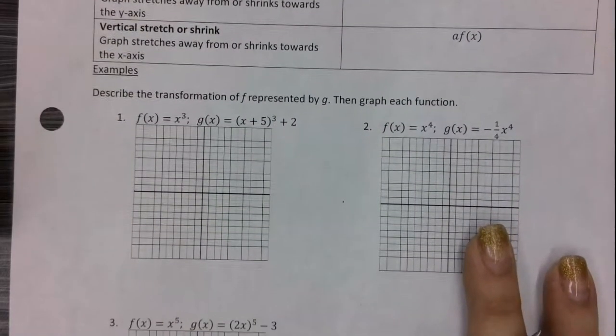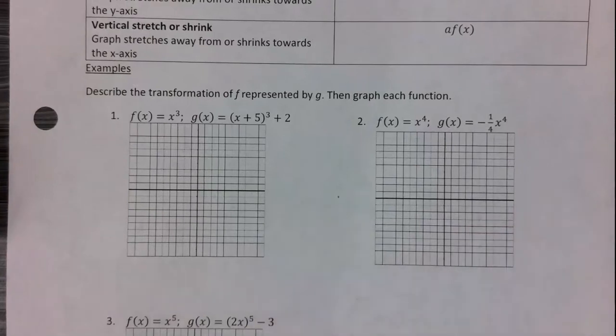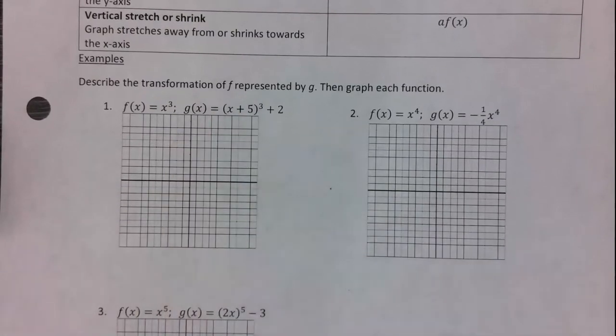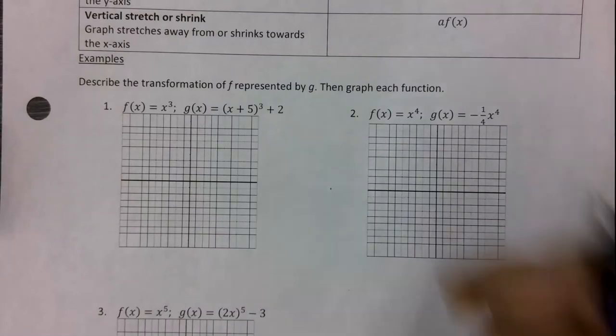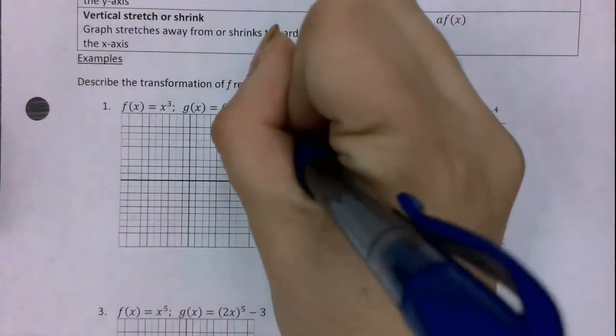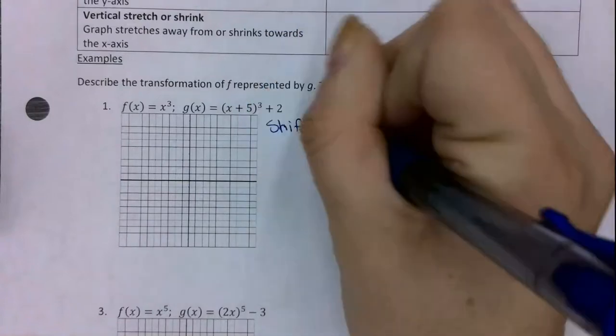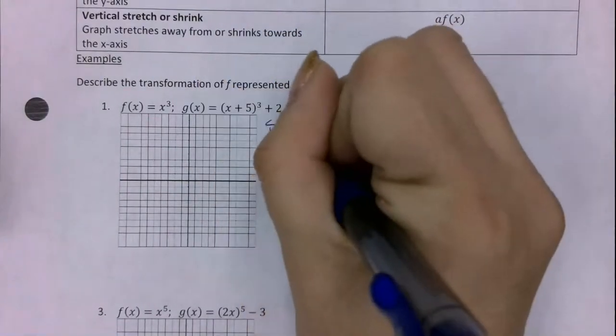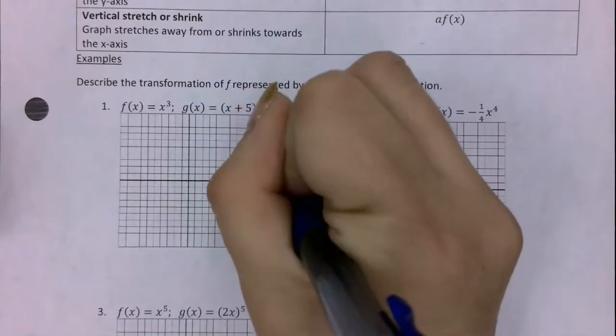If I look at number 1, without graphing, can you guys tell me what kind of transformations are going to happen in number 1? They're going to go left and up. Left? How many? They're going to go left 5. Yeah.